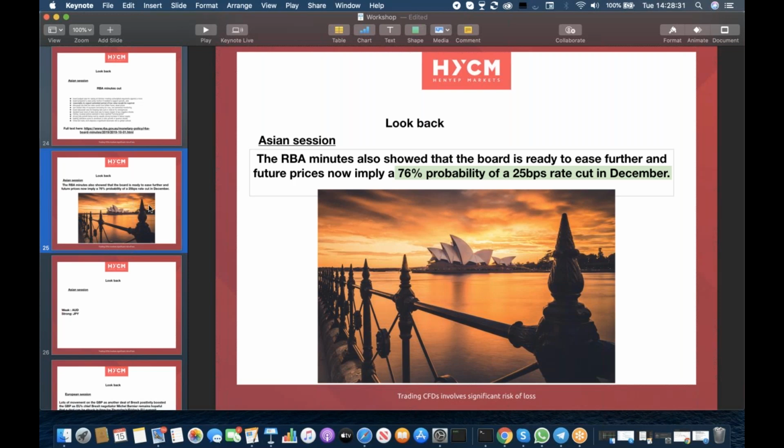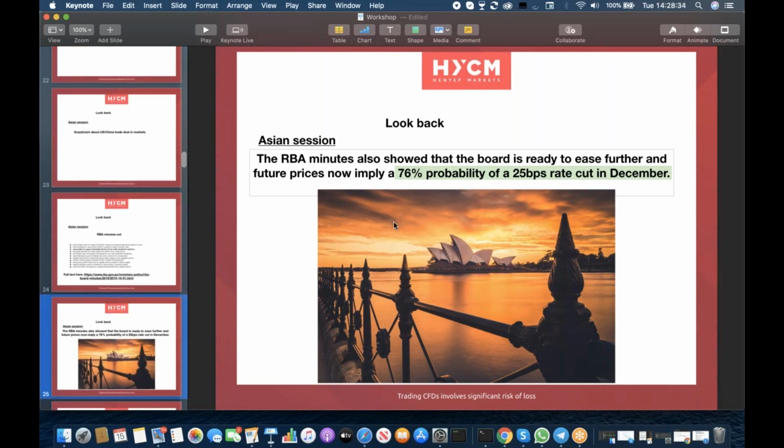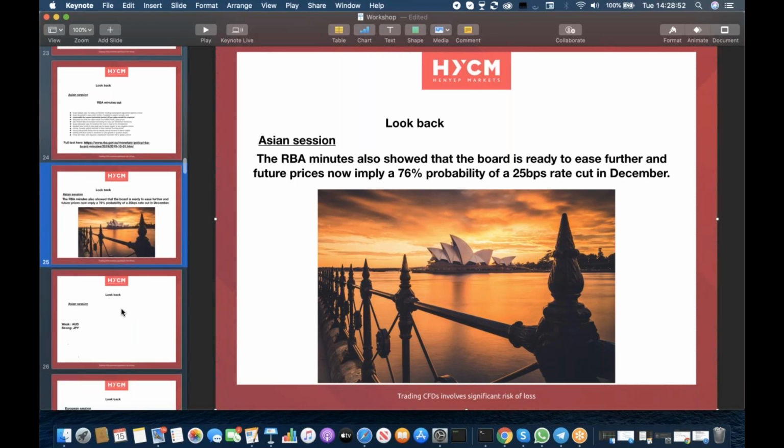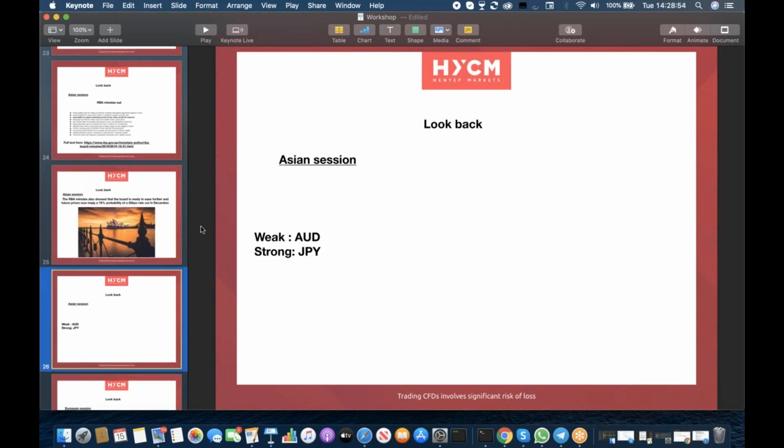Okay, so looking at that, then you have to make a decision. Okay, in the morning you're thinking, well, which currency pair looks like it's heading in the opposite direction to one another? Where's the strong and where is the weak currency? And so the weak currency was the Australian dollar.